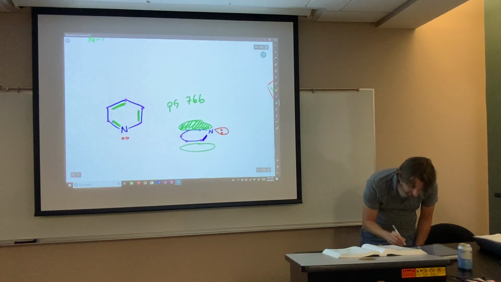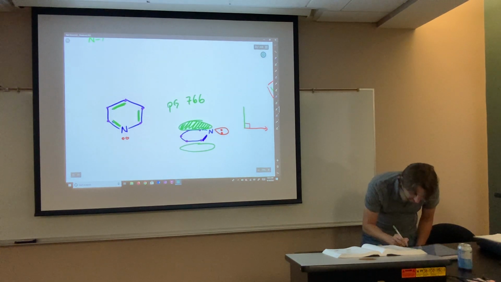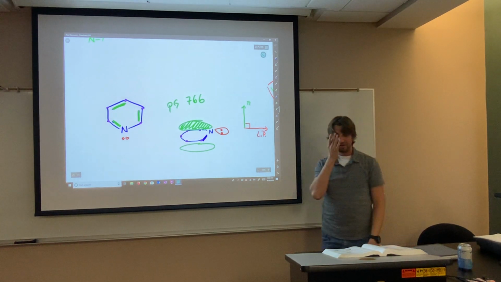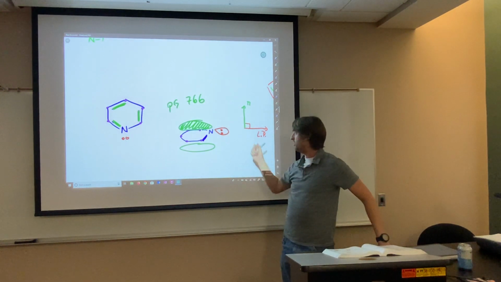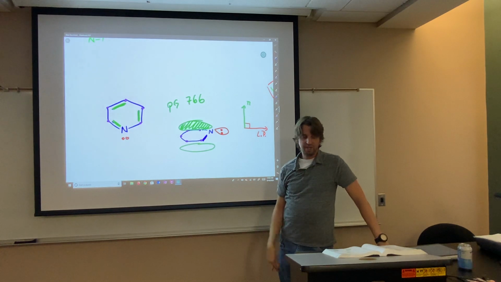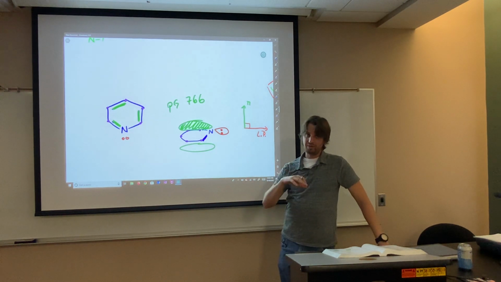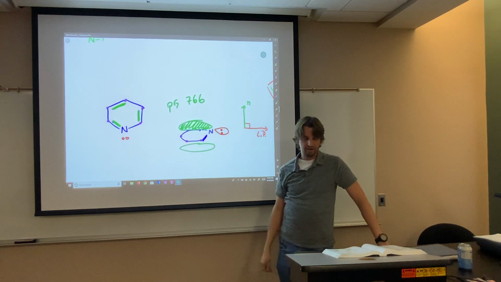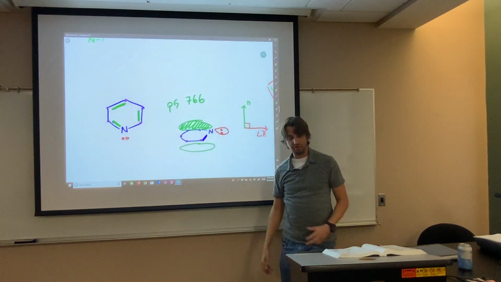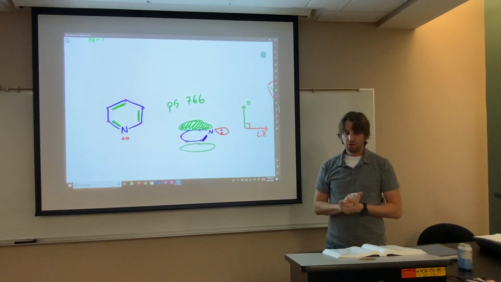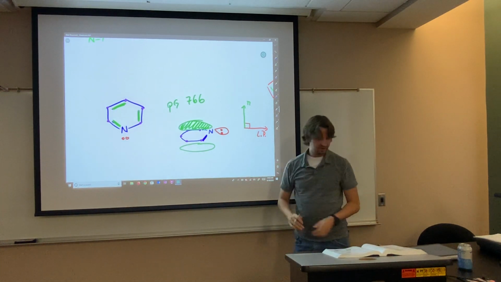So if we want to color code this a little bit more, essentially there's a 90-degree angle between the pi cloud and that lone pair. It's sticking out, it's orthogonal, it can't overlap with the rest of it. So be careful, not every lone pair can be part of the ring, okay? And this has some unique properties to it, which makes pyridine extremely useful.